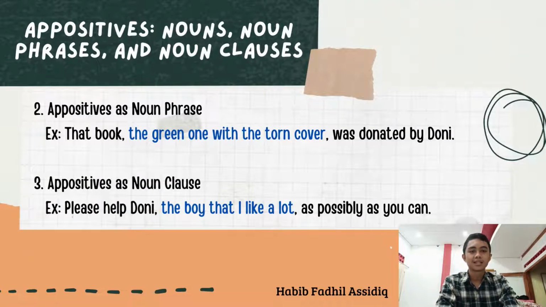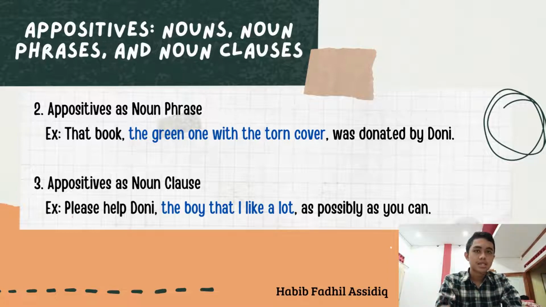Okay, and then we move on to the other appositive. There is the appositive as a noun phrase. The noun phrase appositive is an appositive that uses a noun phrase to describe the other words. For example: that book, the green one with the torn cover, was donated by Donnie. In this example, the noun phrase the green one with the torn cover is the appositive. The appositive further explains the subject, that book.